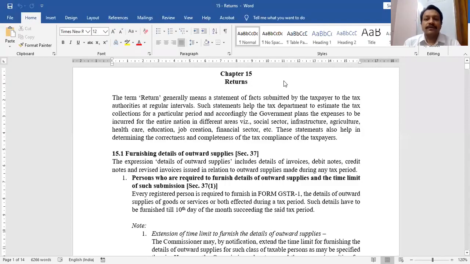Okay, now this is the language of my book. So see this topic returns in simplified language. I told you which sections are there in returns, which are the relevant sections for our purpose. Section 37, which deals with information regarding outward supplies. Section 38, which deals with information regarding inward supplies. Section 39 is most important. It gives different returns for different classes of people. That means there will be different form numbers for different categories of people. It is all in section 39.